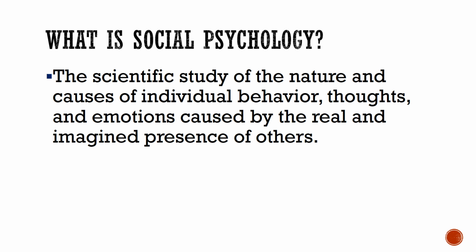A good general definition of social psychology is this: the scientific study of the nature and causes of individual behavior, thoughts, and emotions caused by the real and imagined presence of others. To learn about what social psychology is really about, let's look at the specific components of this definition in detail.